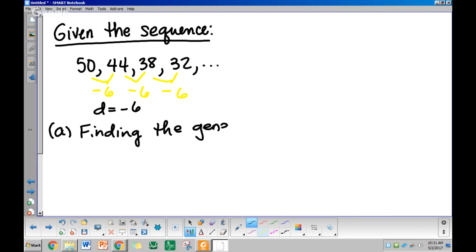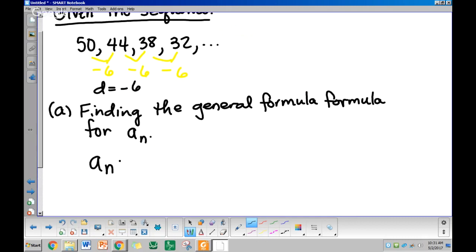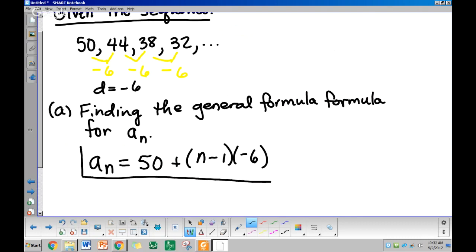or the general formula, some people call this the nth term rule, for a sub n. So what are we going to do? We're going to say a sub n is equal to 50 plus (n minus 1) times -6. And we're going to resist the urge to simplify and leave it like that because we can see a sub 1 and d.